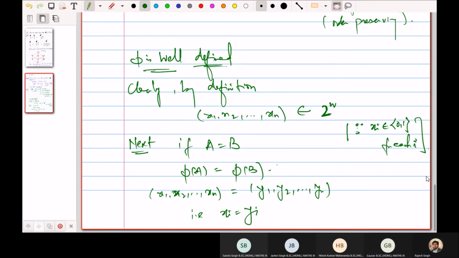Yes, sir. Okay. Similarly, if xi is 0, then I does not belong to A. Now A equal to B, so I does not belong to B. So this means yi is equal to 0. So xi is equal to yi in both the cases. Okay, so this is how we are going to show it.